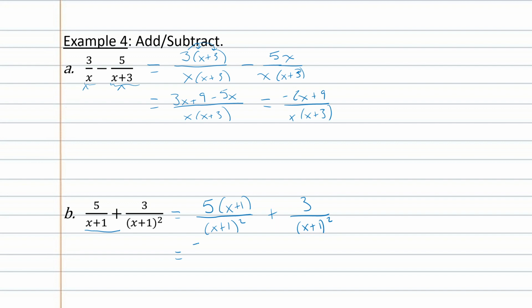Now, pretty simple and straightforward. Let's simplify and combine. Here we've got 5x plus 5, because I did the distribution here, plus 3, all over the common denominator of x plus 1 squared. Okay, now we've got 5x plus 8 all over x plus 1 squared. Once again, there's nothing I can really do to the numerator to cancel anything in the denominator out, so it's pretty much as simplified as it can be. And 5x plus 8 over x plus 1 squared is going to be our final answer.